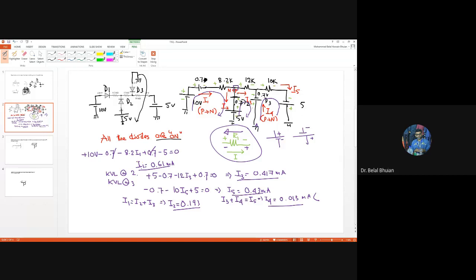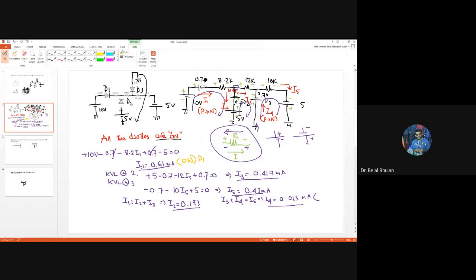First of all, I1 is 0.61 milliampere. I assumed I1 to be flowing from P to N. Is it flowing from P to N or N to P? P to N. Our assumed current direction and calculated current direction agree. So this diode must be on, because the assumed and calculated directions are the same. So D1 is on.